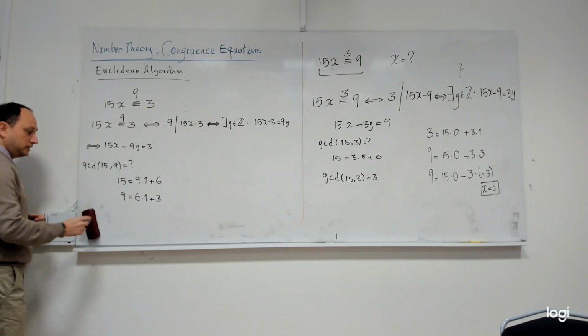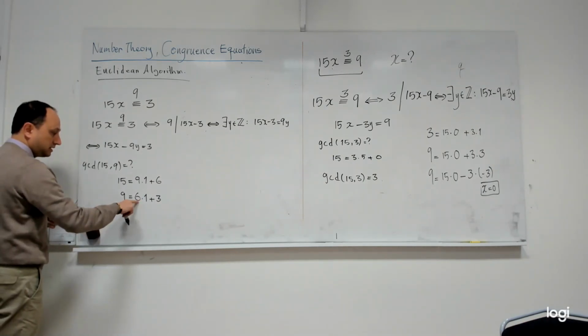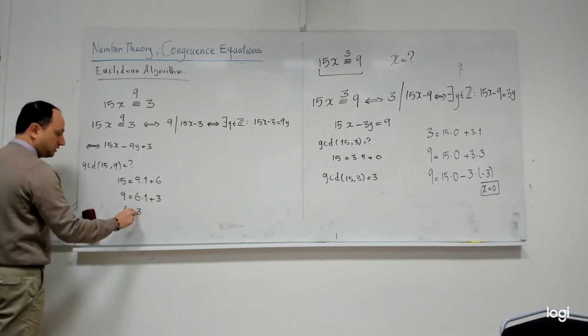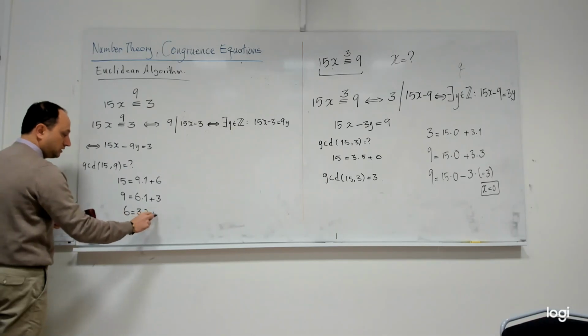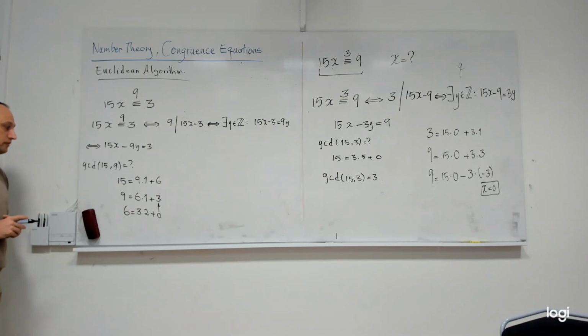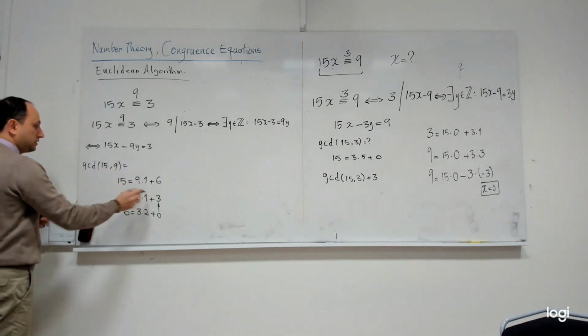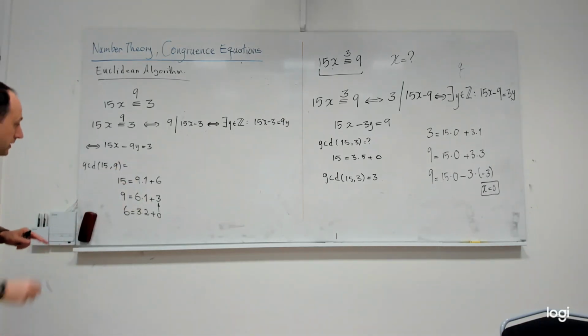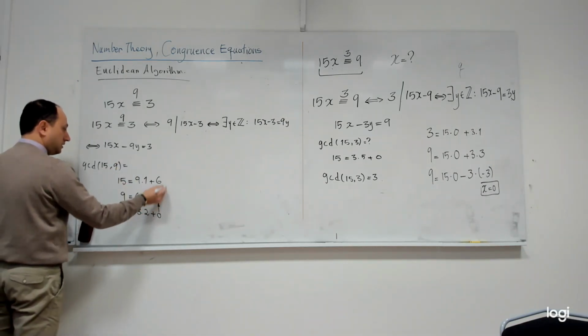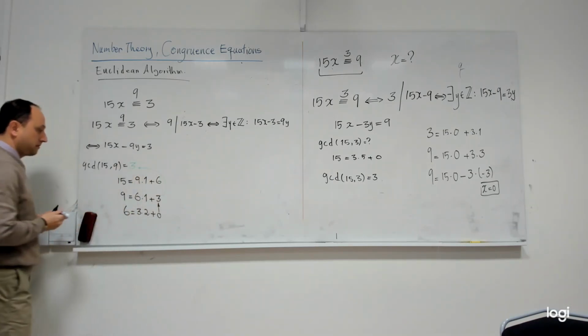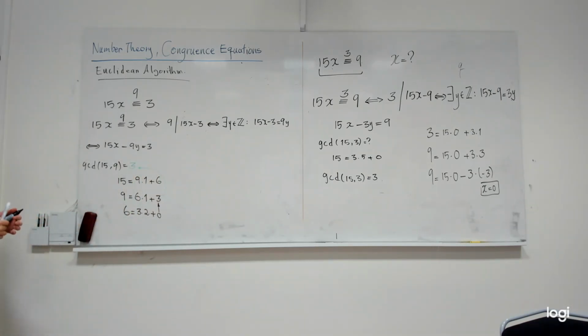I have to repeat the process. Take 6 and then divide it by 3. The quotient is 2, the remainder is 0. When you reach 0, then the previous remainder is your greatest common divisor. So the greatest common divisor would be here. Yes. But now your point is to find one possible answer systematically.